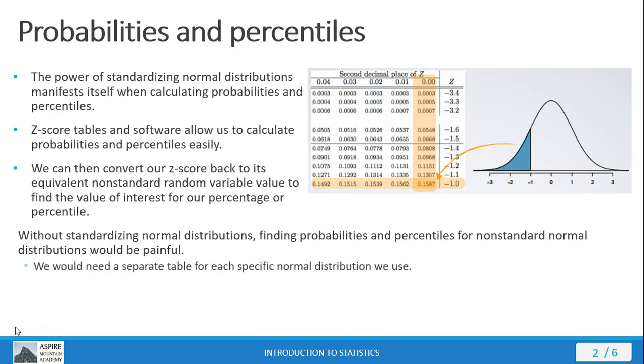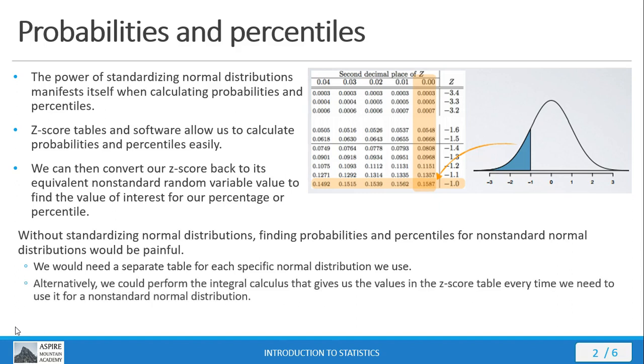So the alternative to using the calculus is that we get a separate table for each specific normal distribution that we're going to use. Again, very painful. So we don't want to do that. We don't want to use the integral calculus. We're just going to use the standardization process that we have, and that's just going to make life a whole lot easier for us.